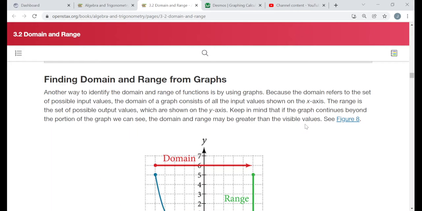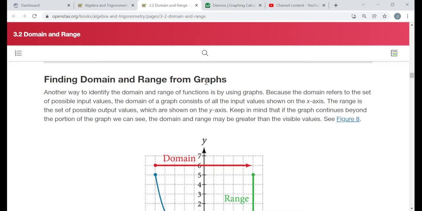Every example I'm going to be doing in this video is taken directly from a free online textbook at openstax.org, and I'm in their Algebra and Trigonometry text, section 3.2, titled Domain and Range, under the heading Finding Domain and Range from Graphs.